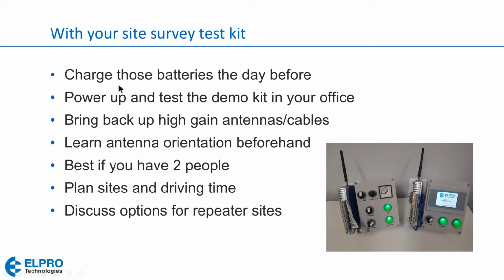But one of the things to be aware of is to charge the batteries the day before. Make sure you're good to go. Power up and test the demo kit in the office before you leave. You don't want to be on site and find out it's not working or something doesn't function quite properly. And bring backup high gain antennas and cables. For example, if your small antennas don't do the trick, we want to have a high gain antenna as a backup so that we can swap out the small antenna with a high gain antenna, and the higher the gain, the greater the range, and see if that will provide suitable reception.